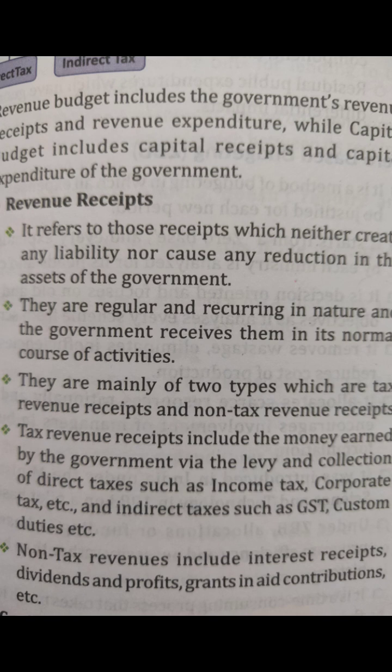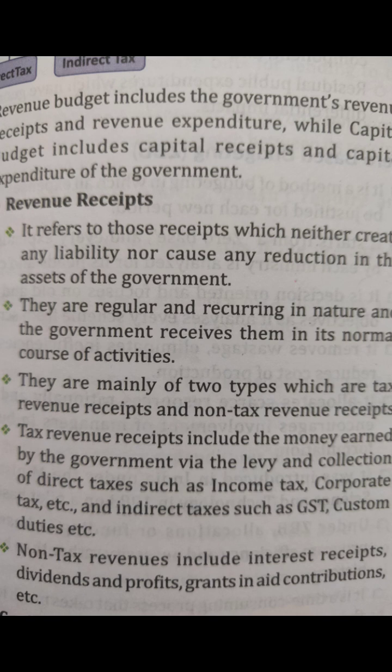2. Dividends and profits. The government owns shares in some companies. Dividends are the profit shares these companies give to the government. It also runs fully government-owned businesses like railways and ONGC, a big oil company. The profits from these are also income for the government. 3. Grants in aid. Sometimes other countries or organizations like the United Nations give money to help India develop or during disasters.